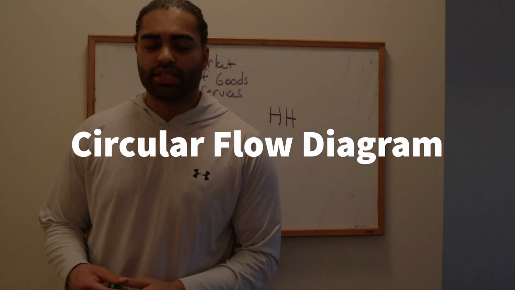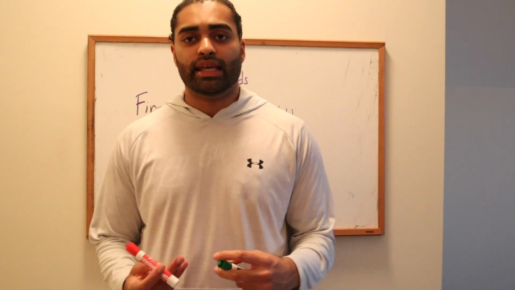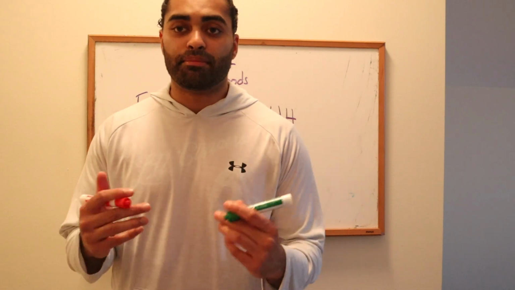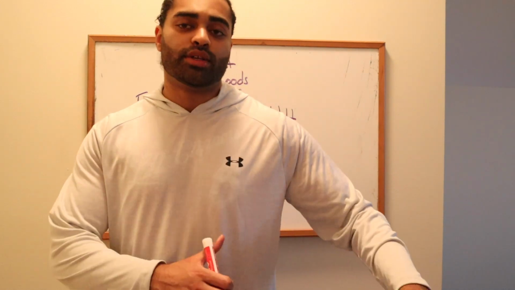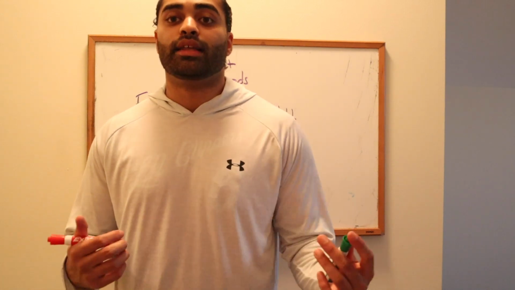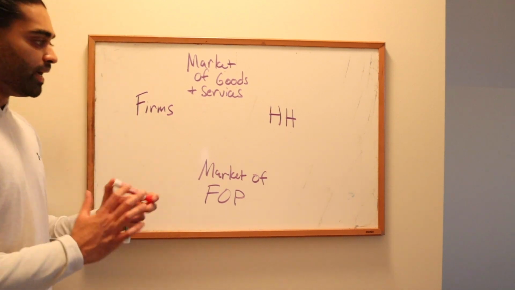Welcome back, everyone. Today we're going to be talking about the circular flow diagram. What this is going to be talking about is the interaction between firms and households in an economy. Again, this is a basic model. There's a lot of things that we omit because we're trying to show the interaction and highlight the importance of this interaction.